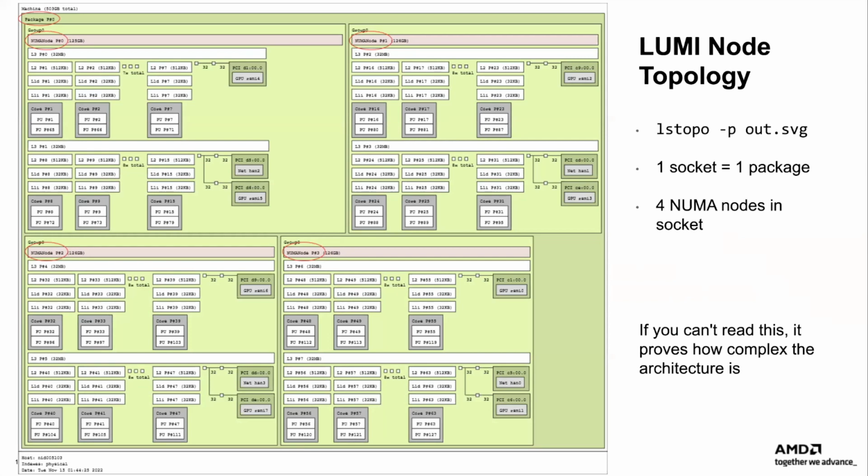Okay, lstopo. This is an lstopo image of a LUMI node. And as you can see, it's quite complex. I couldn't zoom in far enough to fit on the slide. But I want to point out just a couple of things. There's one package. There's only one box in this entire image. So that refers to one socket. And there are 4 NUMA domains in that socket. That's the first thing we see.